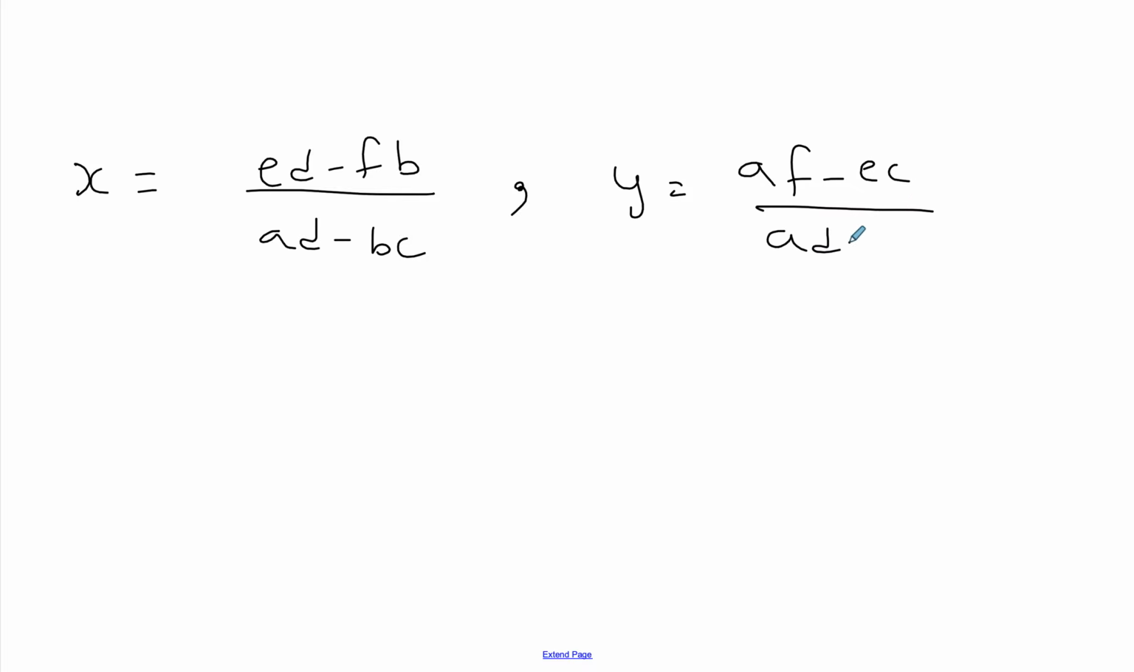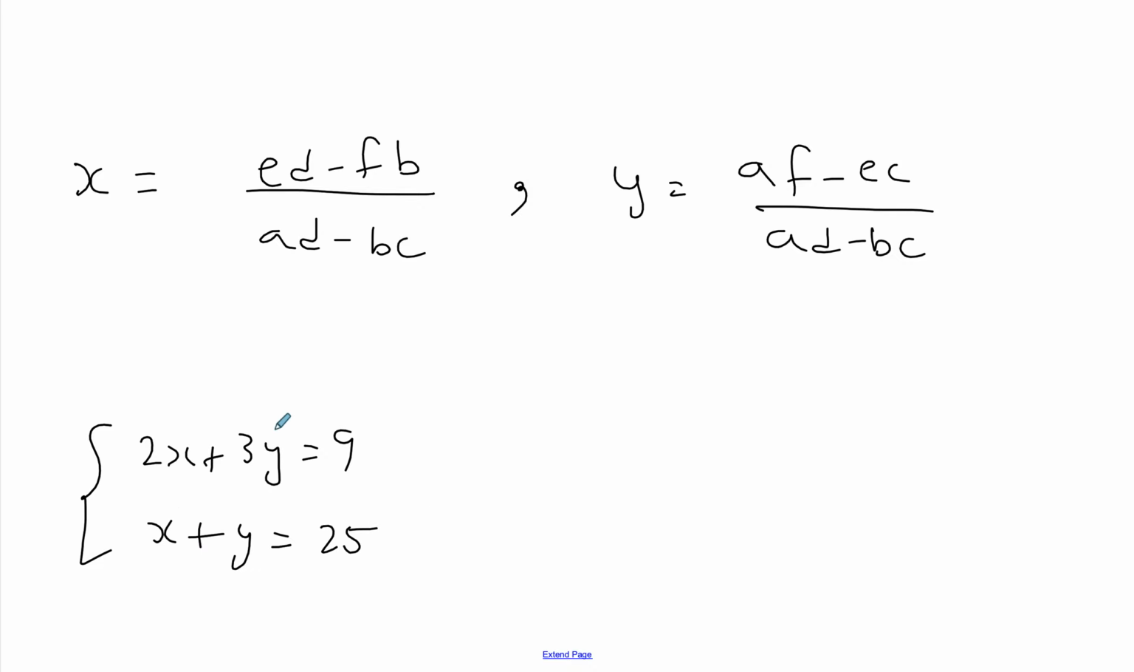I'm just switching the letters from what I used initially. And y is going to be AF minus EC divided by AD minus BC. So overall, if you have a system, let's say I have 2x plus 3y equals 9, and x plus y equals 25. Hopefully this will give me a new unique solution.